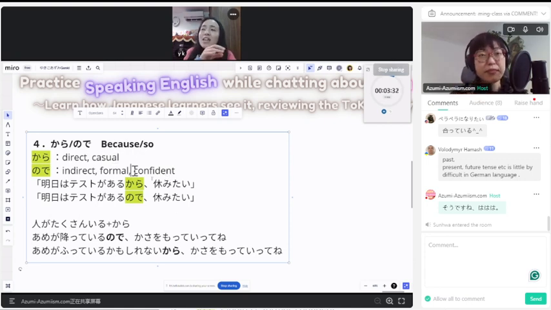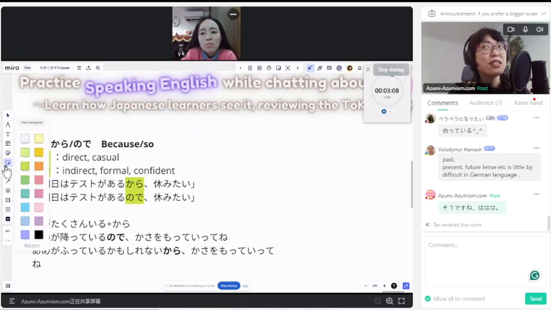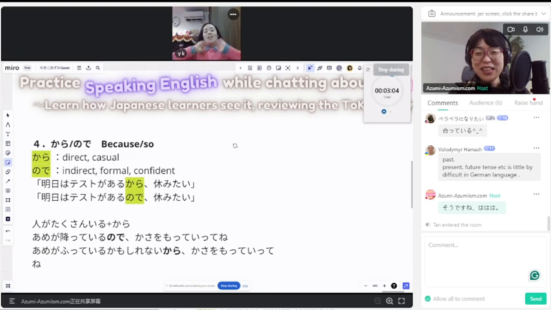地震があったから大変だったね。地震があったので大変だったね。It's weird. Okay. If the reason is clear and openly talked about, it's really comfortable to use kara. But why is that? We don't have much time, but let's talk about it for one point.